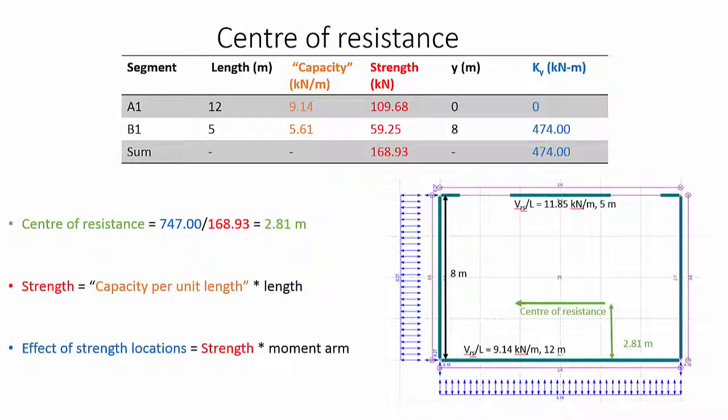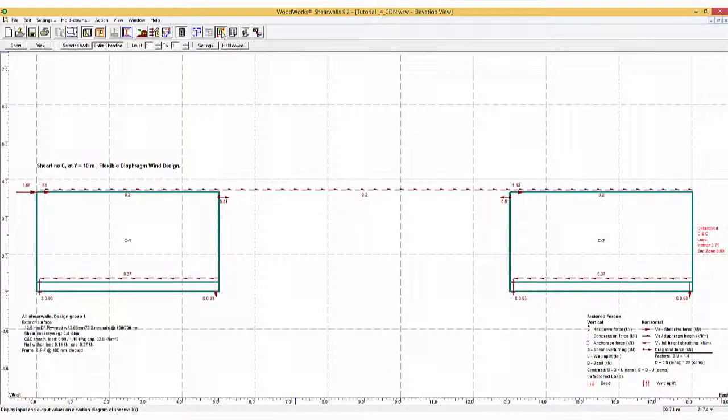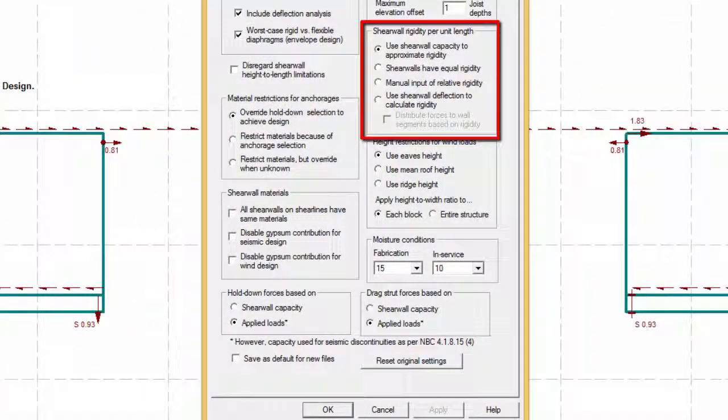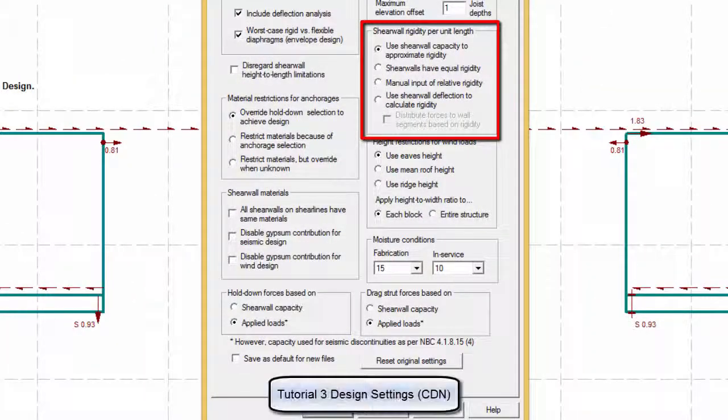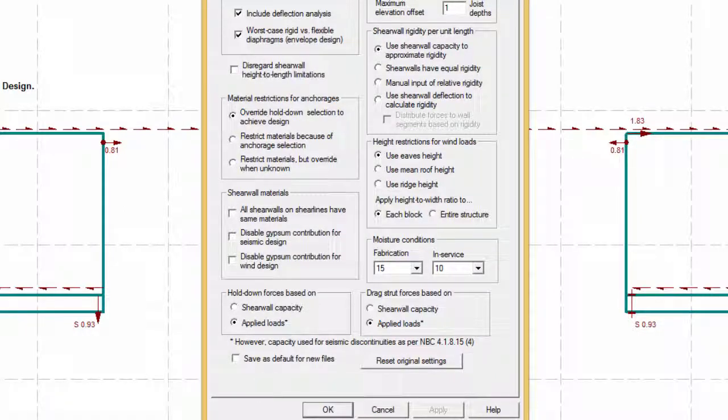To calculate the eccentricity, the center of loading and the center of resistance must be calculated. The calculation of the center of rigidity of the diaphragm is based on the relative rigidities of the shear walls. Shear walls offer four options to the user to make this estimation, which are found in the design settings. For more information on these options, please look at the video entitled Design Settings for the Canadian version.